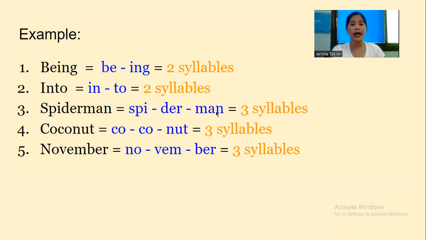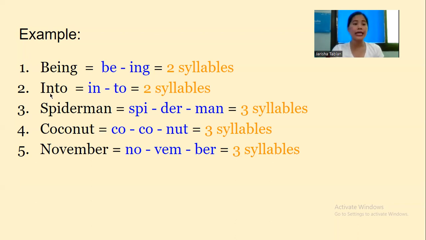Example, here we have be and ing. B-E, be. I-N-G, ing. If we put these two together, be is one syllable and ing is another syllable. How many syllables are there? There are two syllables. Put together, be-ing, that is being.